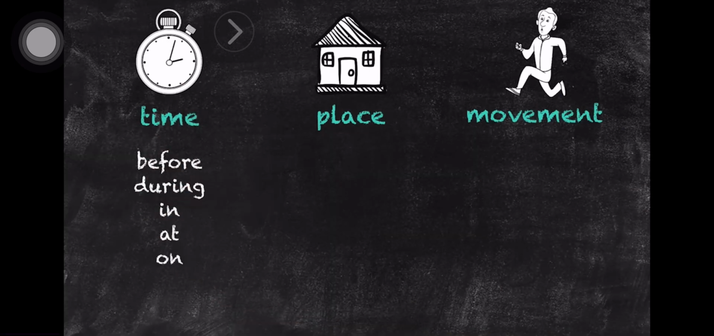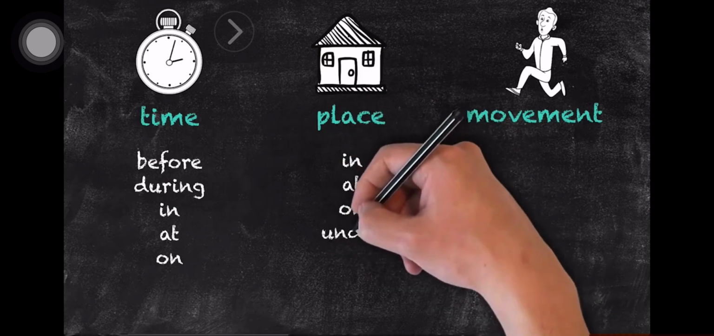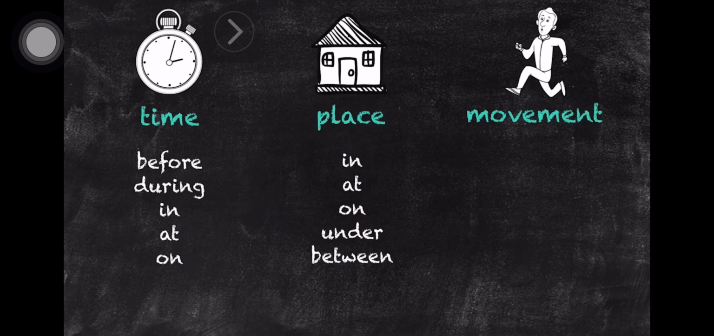If I said, I work at 8 o'clock, I'm showing a relationship between the time, 8 o'clock, to the rest of the sentence. We have our prepositions of place: in, at, on, under, and between. If I said, the book is under the table, I'm showing a relationship between the table and the rest of the sentence.